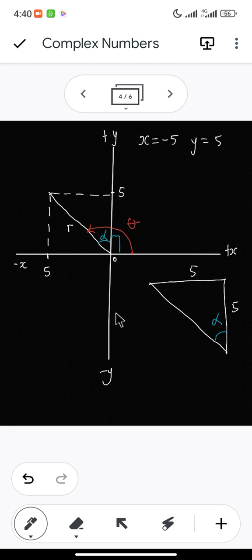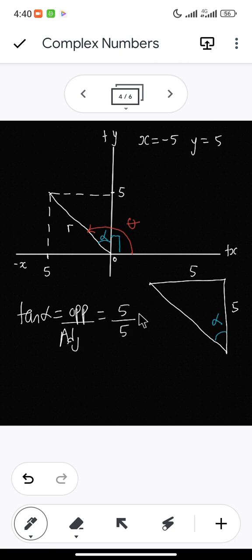So we've gotten this. Now we're going to solve this. So tan, I'll quickly erase this a bit. Okay. So tan alpha is going to be opposite over adjacent. We know the opposite is 5, the adjacent is 5, this gives us 1. So alpha is going to be tan inverse of 1, which gives us 45 degrees.